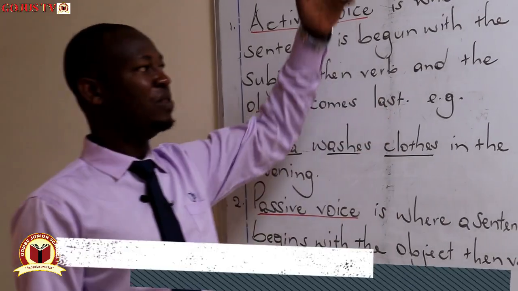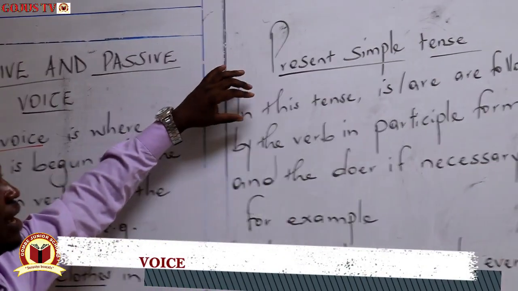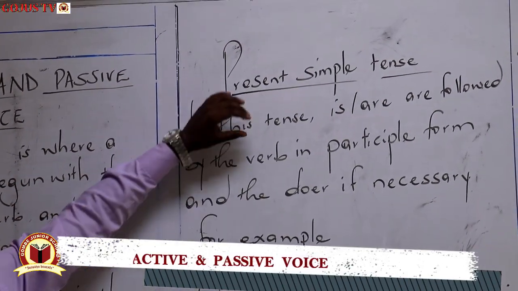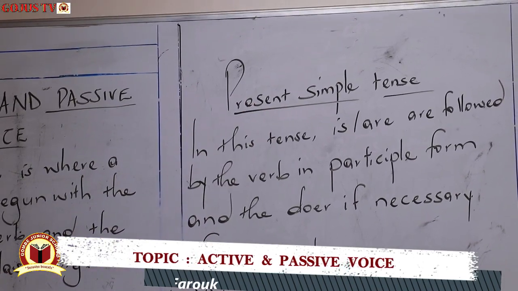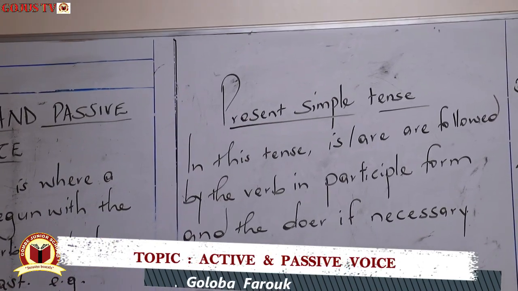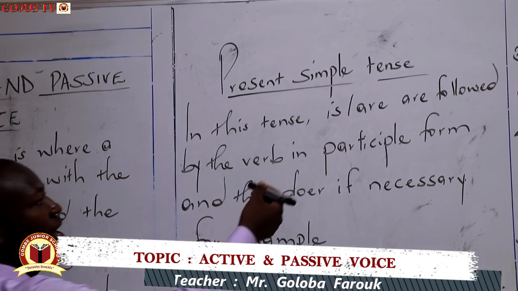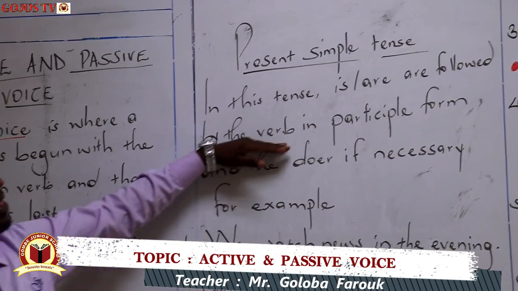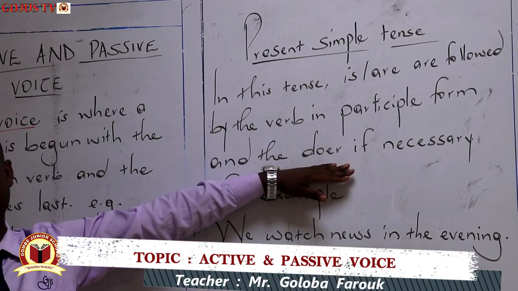So we now start with the present simple tense. If we were to remind ourselves, these are actions that go on regularly, that happen every day, almost every time. In such tenses, the object will be followed by is or are, then the verb in the participle form, and then the doer will come last if the doer is there.